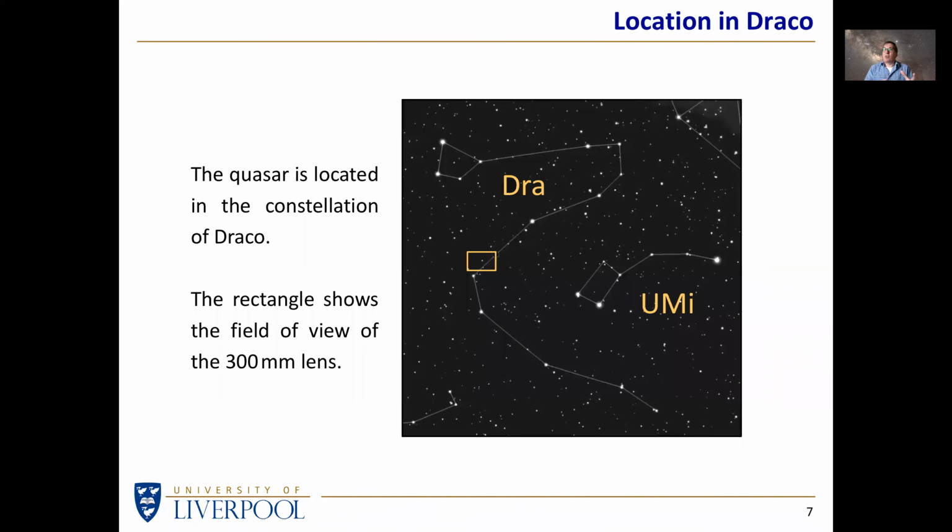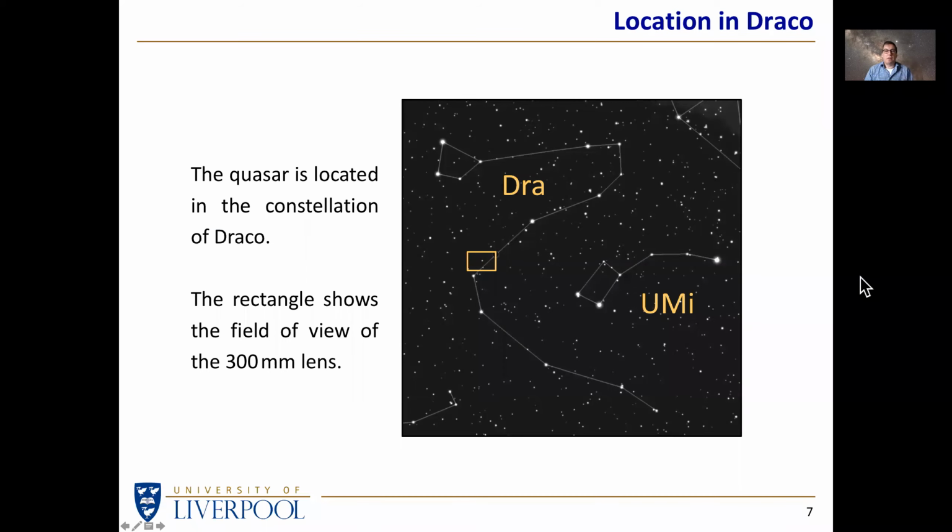So we have this quasar from its identification number, if you like. That's also its coordinates. So I looked up where that was in the sky, and it turns out to be in the constellation of Draco. Remember, it's at about 60 degrees declination. So Polaris is over here on the right-hand side. There's the constellation of Ursa Minor, and here's the constellation of Draco.